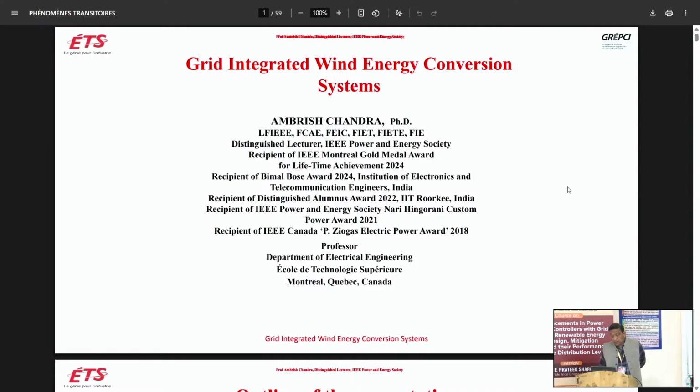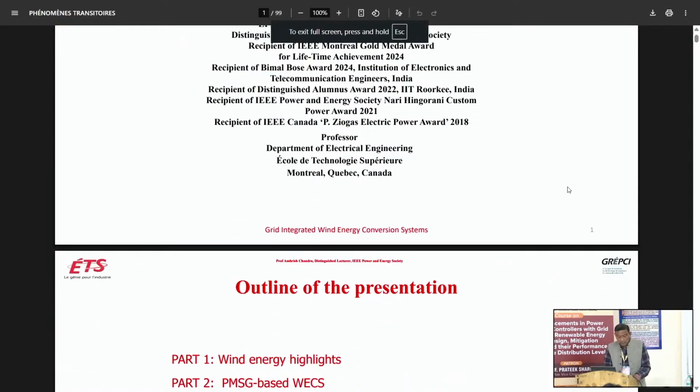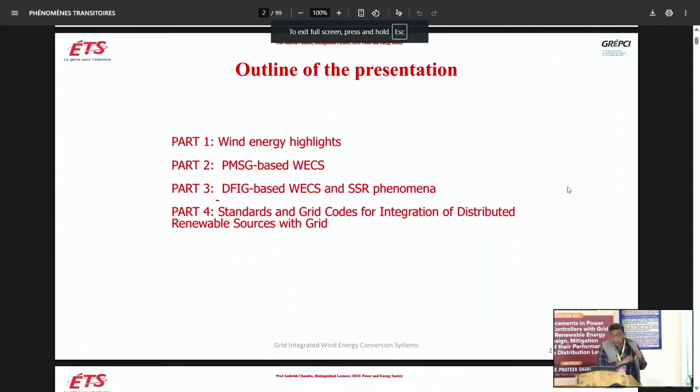But as you can see here, first we will see the wind energy highlights. Then basically we will discuss a little bit about PMSG based wind energy conversion systems, and then doubly fed induction generator based wind energy conversion systems and the problems related with the DFIG machine. If you have the series compensation, we did some work in collaboration with Hydro-Quebec and IREC and those things. And then some standards and grid codes.